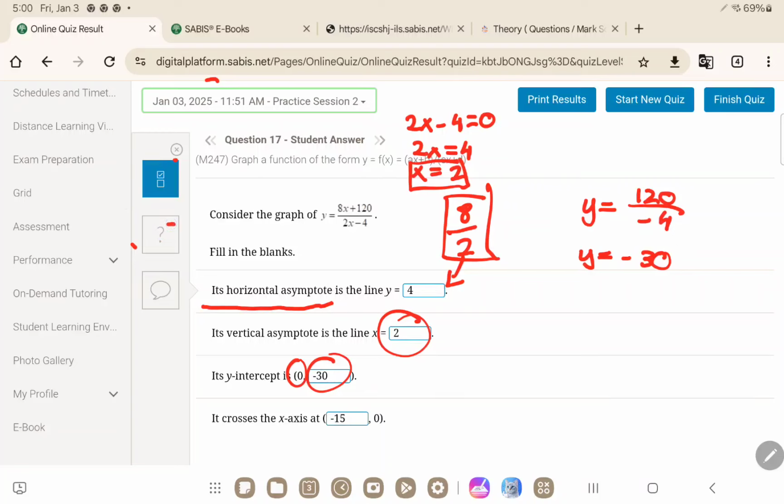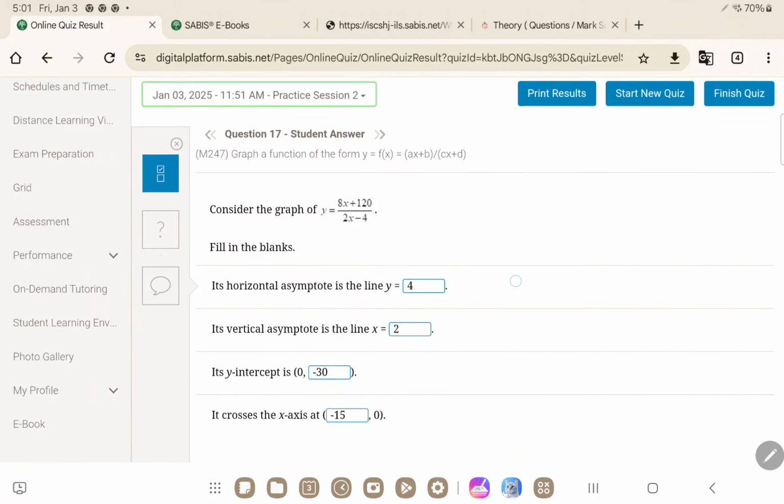But when y is 0, that's what the x-intercept is, or when it crosses the x-axis, you only look at the numerator here because we can't have a denominator that's 0. So 8x plus 120 equals 0, making 8x equal negative 120, making x equal negative 15. And that's how you find the answer to this part in this question. Now let's move on to the next one.